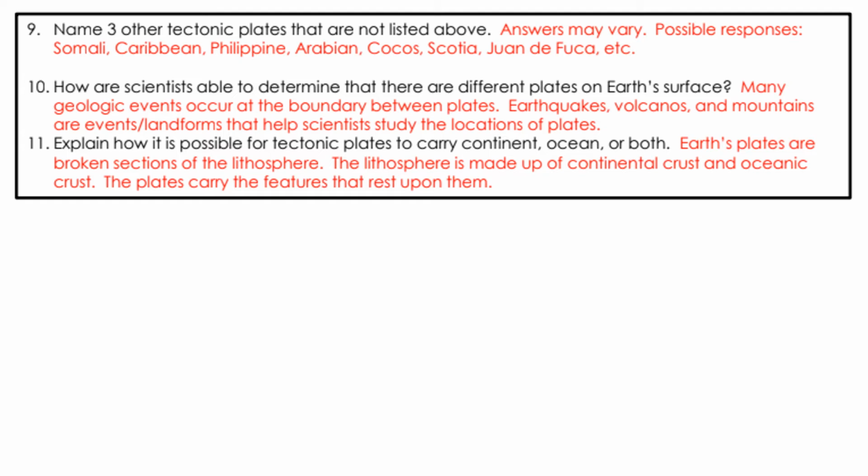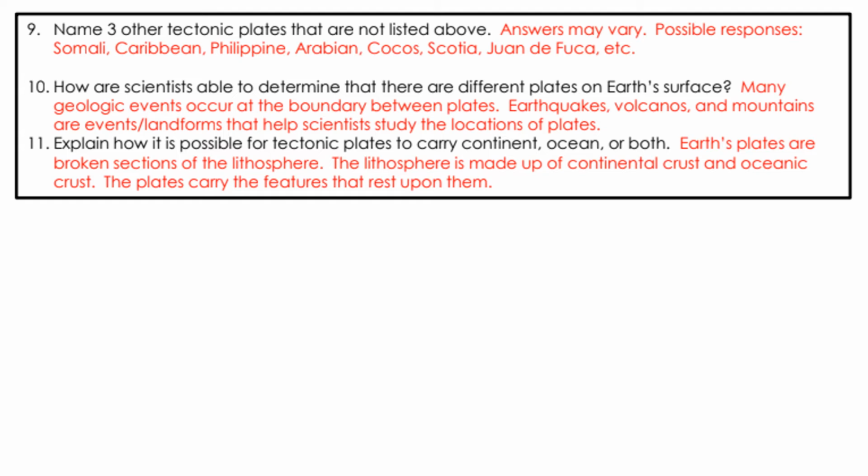We know because of geologic events. So when they're crashing into each other, the convergent boundaries, divergent, and transform boundaries that cause all these things like earthquakes, volcanoes, mountains, all of those things are happening, so we know that the plates are moving. How is it possible for tectonic plates to carry continent, ocean, or both? And it's all because of the convection currents that are pushing those plates on top of it.